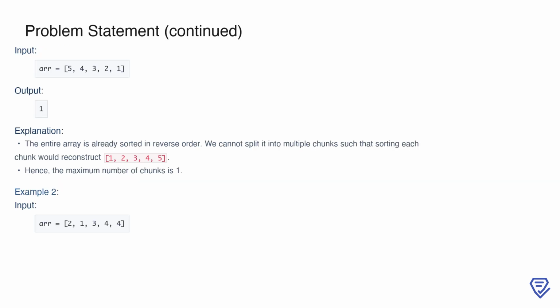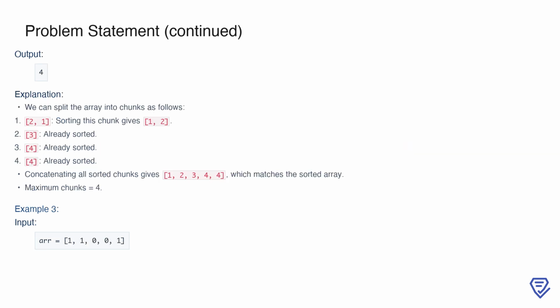Consider the first example, where the input array is 5, 4, 3, 2, 1. The output in this case is 1. Here's why: the entire array is sorted in reverse order, so no matter how we attempt to split it, sorting individual chunks cannot produce the sorted array 1, 2, 3, 4, 5, unless the entire array is treated as a single chunk. Therefore, the maximum number of chunks we can create in this case is just 1. This example demonstrates that when the array is in strict descending order, the number of chunks is limited to 1.